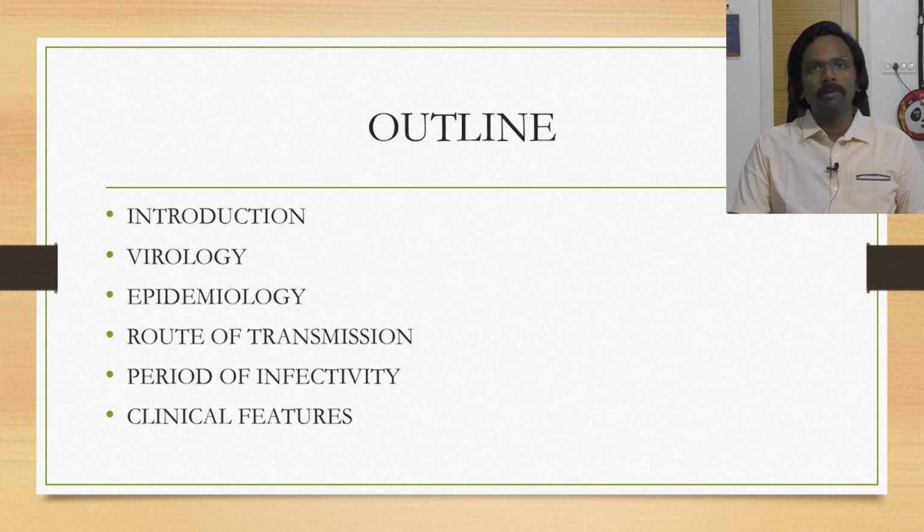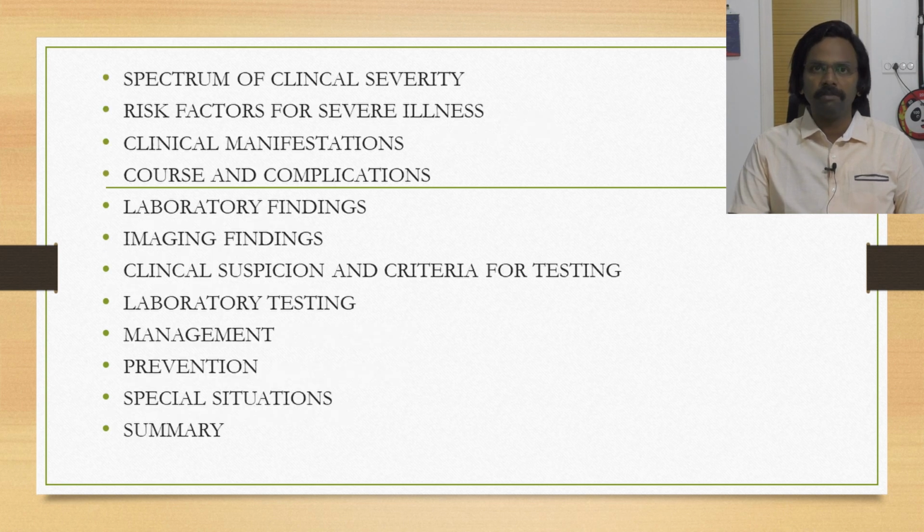We will discuss briefly the virology and the epidemiology, and we will try to understand the routes of transmission, the period of infectivity, the clinical features, and what the risk factors are for severe illness, complications, the laboratory and imaging abnormalities, when do you suspect and test the patient, because we are aware of the limited resources available, and as we cannot test all the patients who are having cough and cold, we need to be specific because our resources are limited.